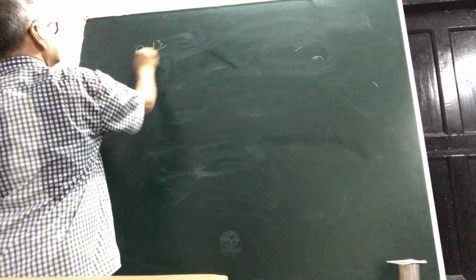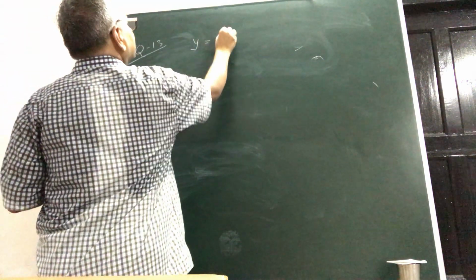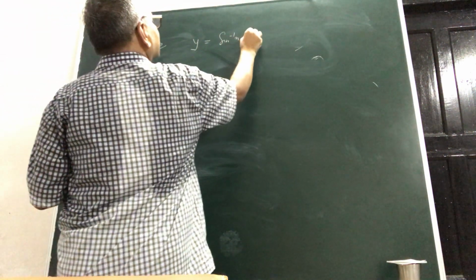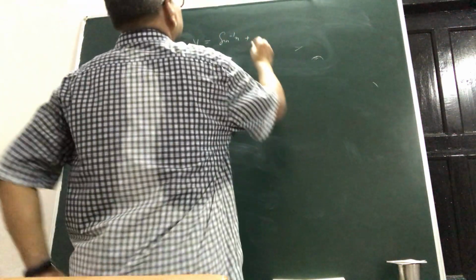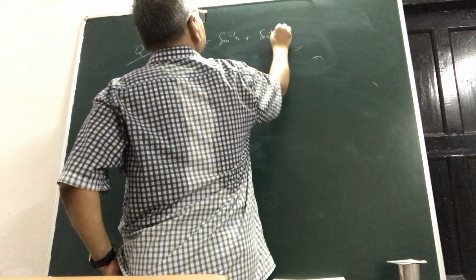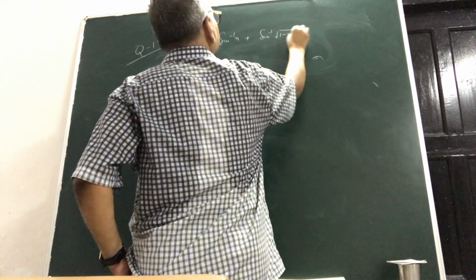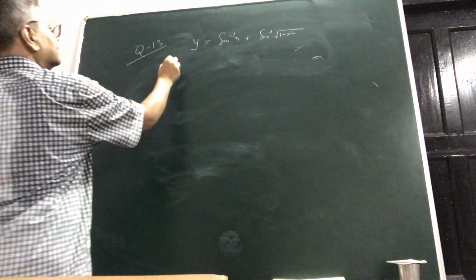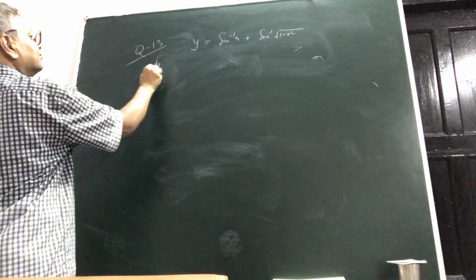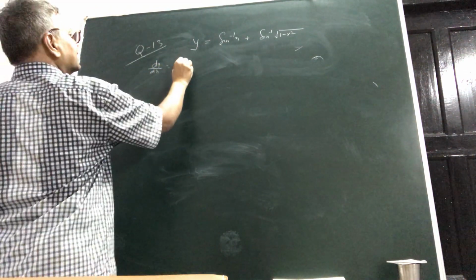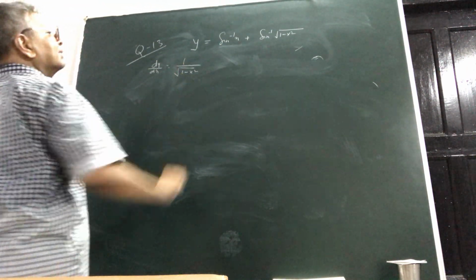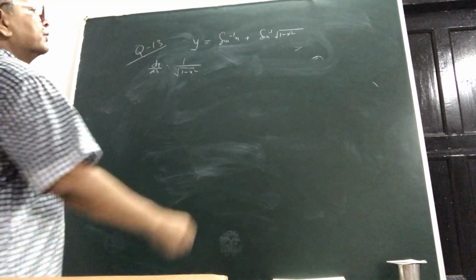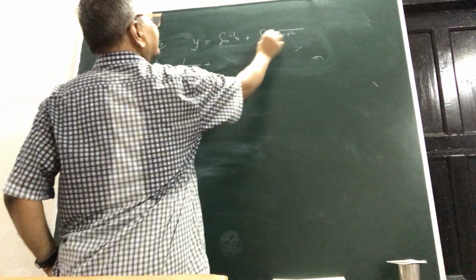11 is simple. 13. y is equal to sine inverse x plus sine inverse under root 1 minus x square. Okay. So dy by dx will be what? Please see, sine inverse x will give me what? The derivative of sine inverse x is 1 upon under root 1 minus x square, which is a standard formula. So we will not derive it, plus the derivative of this thing.